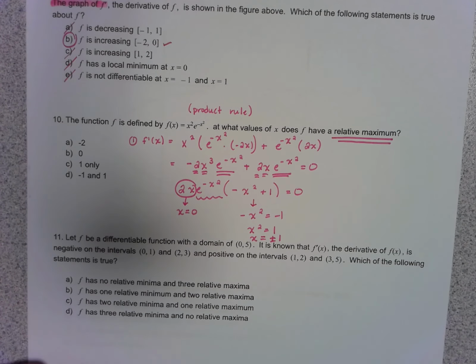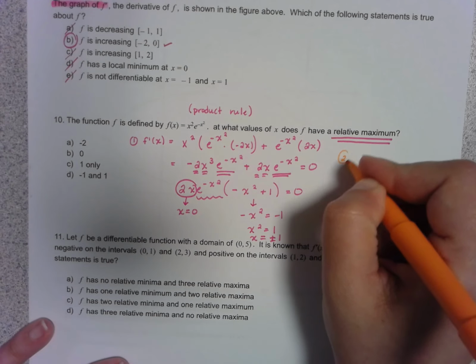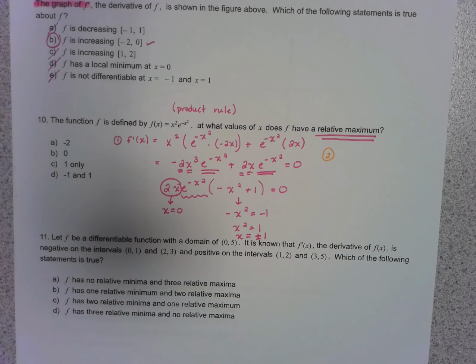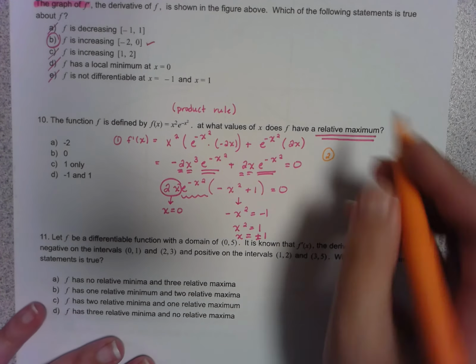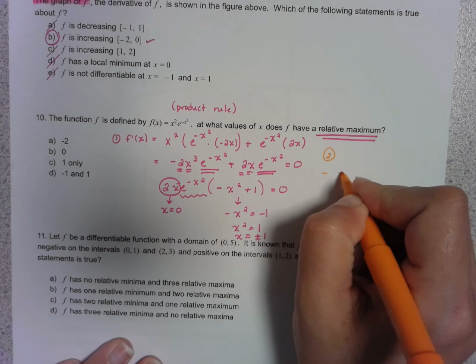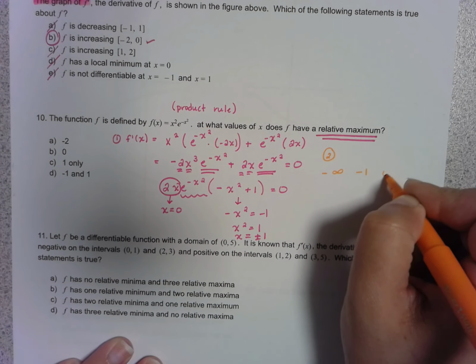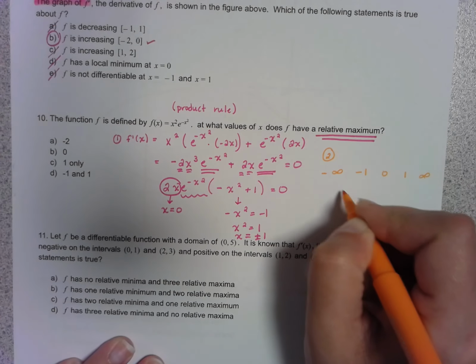My second step is going to be to make a chart where I can look at the sign changes, just like I've done in my other problems when I need to find maximums and minimums. So I would start with negative infinity and then arrange my numbers, negative 1, 0, 1, and infinity.